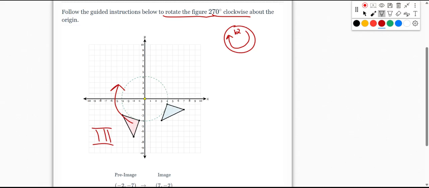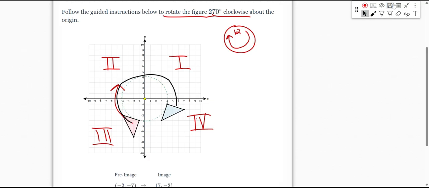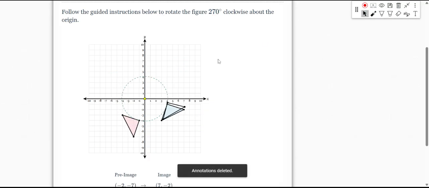Typically, when you go 270 degrees, that just means you're going through 3 quadrants, so we're going to count. If we started at quadrant 3, the next one we would hit would be 2, then we would hit 1, and we would finally land in quadrant 4. So if you're counting, you can kind of just use your finger to go through 1, 2, 3. And that is 270 degrees clockwise. Let's take a look at another one.